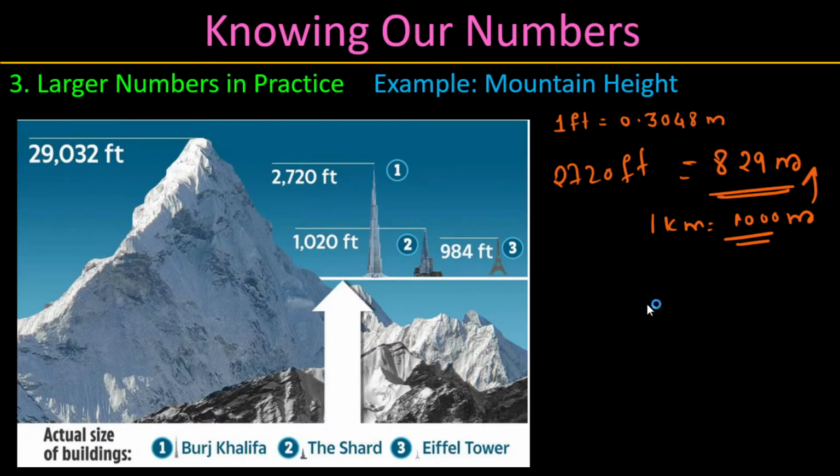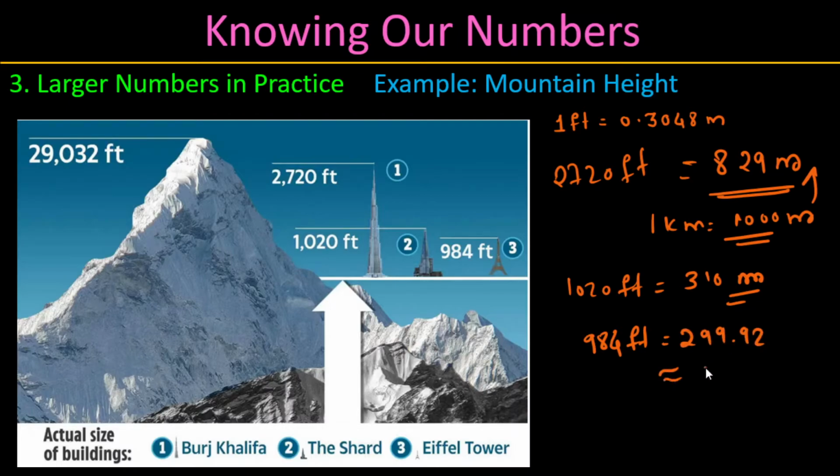Let's go with the second building, the Shard. It is 1020 feet. If you calculate 1020 feet into 0.3048, you will get approximately 310 meters. This is also less than half a kilometer. And let's go with another, the Paris Eiffel Tower, 984 feet, 984 into 0.3048. This comes to around 299.9, approximately 300 meters. Got it? So this is how we deal with daily activities, depending upon the application, depending upon the situation. Let's go with another example, a little bit more advanced.